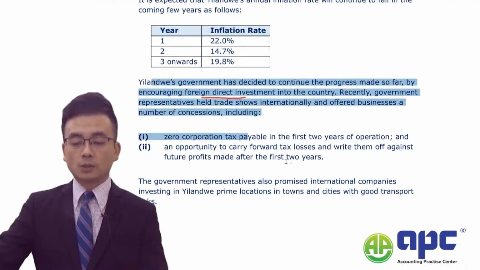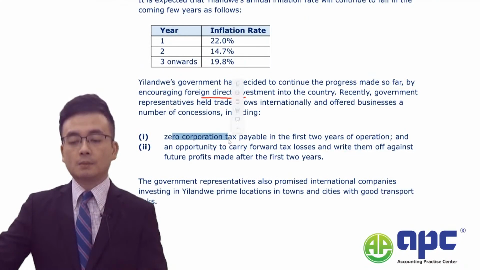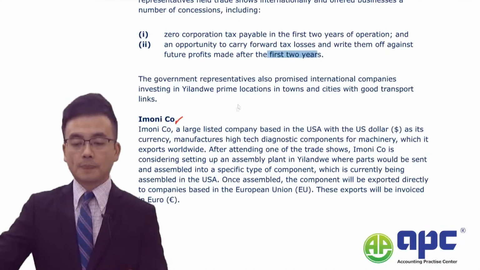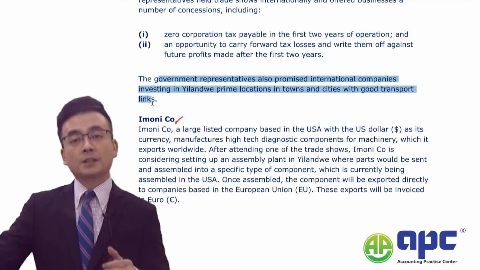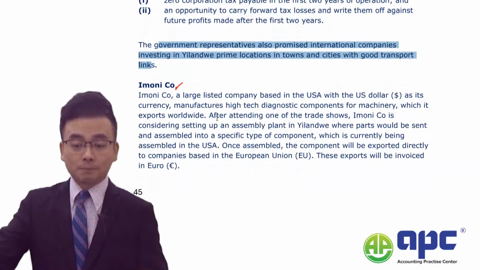Now, here we're told about the tax rate, 0 tax rate in the first 2 years. We can also carry losses, okay, after the second year, to offset against future profit. And government representatives also promise international companies good transport links, so that can reduce our risk. We can put that into Part A, but we've done that.